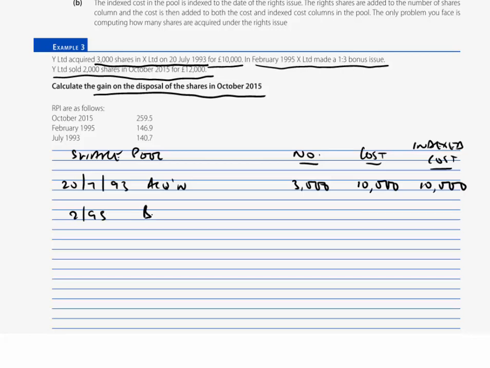And literally all we do is to throw in the effects of that bonus issue. What were they? 1 share for every 3 shares held. So it's 3,000 shares in the share pool. 1 for 3 is another 1,000, which means we now own 4,000 shares, which are still deemed to have an index cost of £10,000. So we do not re-index on a bonus issue.